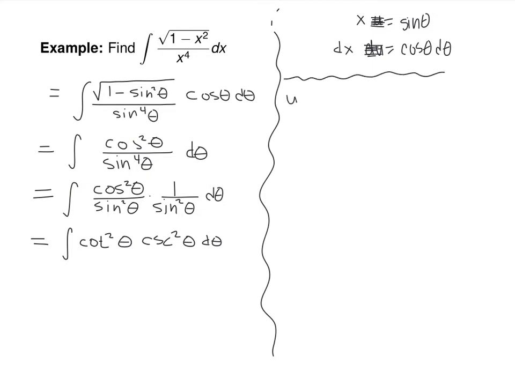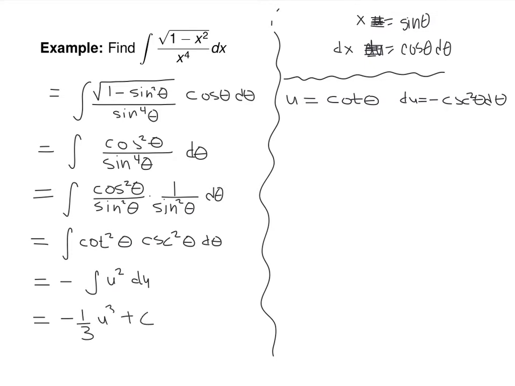So u, think whose derivative. So it's the derivative of cotangent, cosecant squared, or it's the derivative of cosecant, cotangent squared. And it is the case that the derivative of cotangent is negative cosecant squared theta d theta. Though that negative we can totally handle. So this becomes negative the integral of u squared du. So easy u sub, negative 1/3 u to the third plus c.